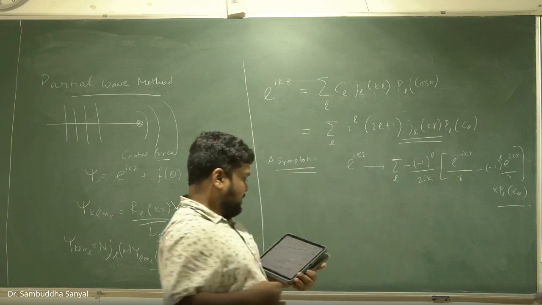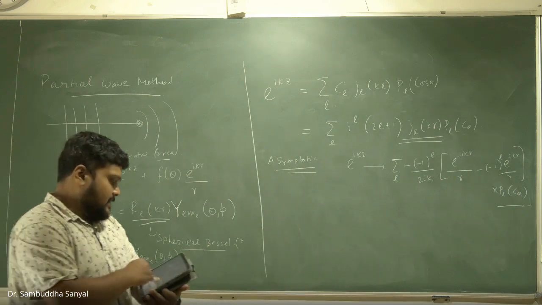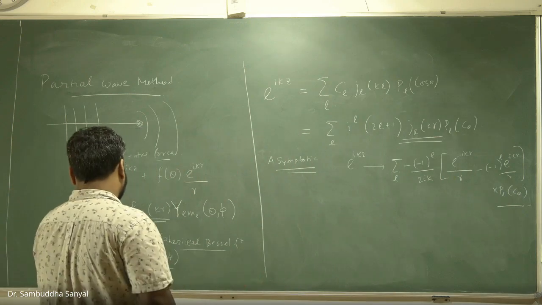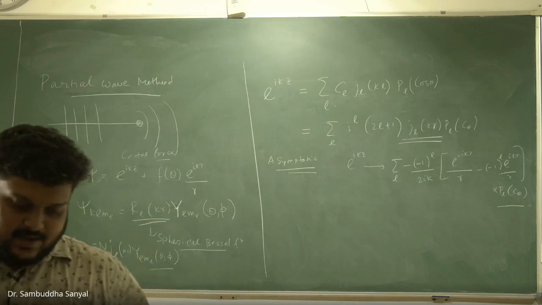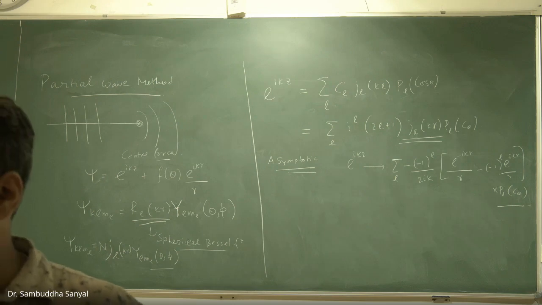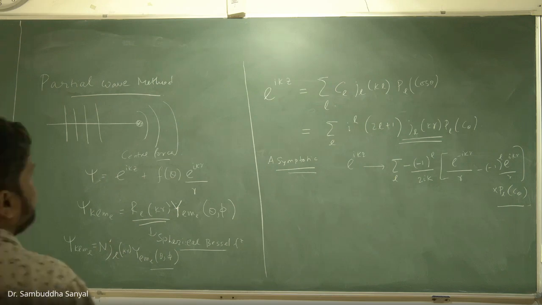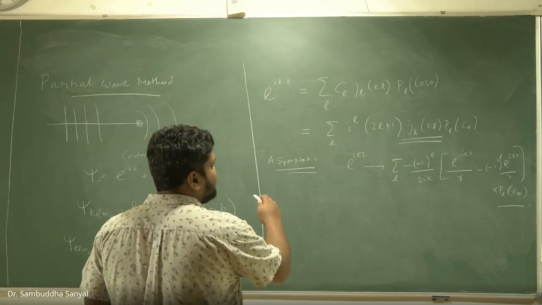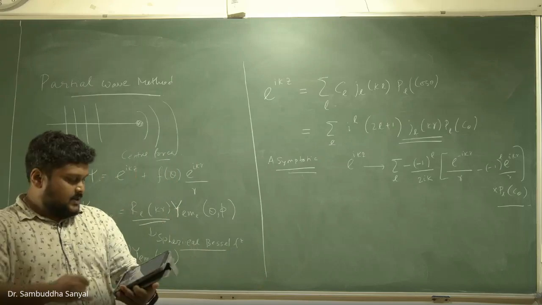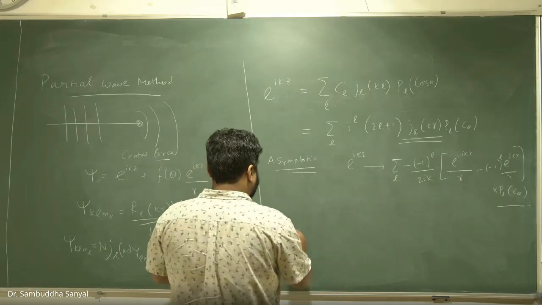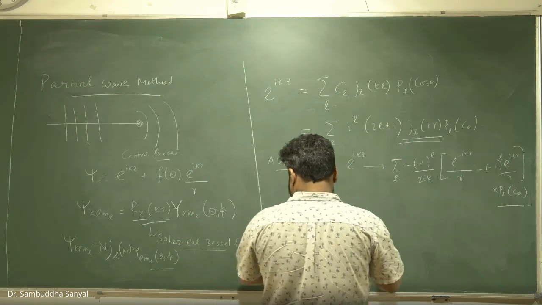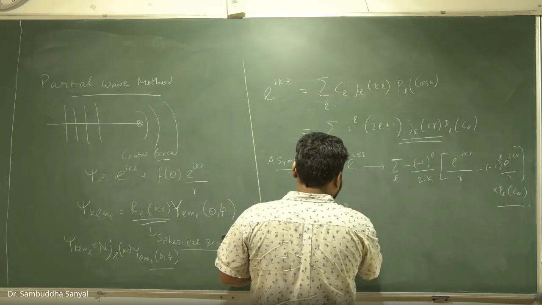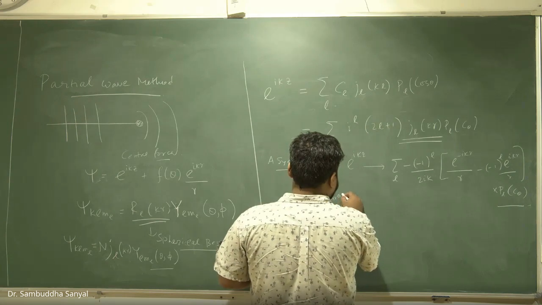So this is your incoming waveform, and as I told earlier, the point of this partial wave method is that you will think every point of a plane wave is like a spherical wave, and the scatterer basically scatters those spherical waves. So you want to write the full wave function also in this form. So full wave function at large R.